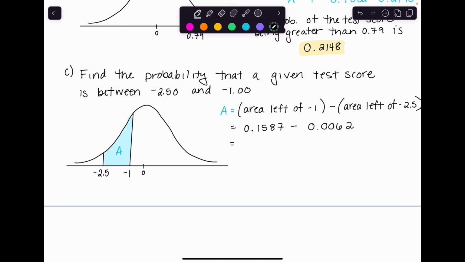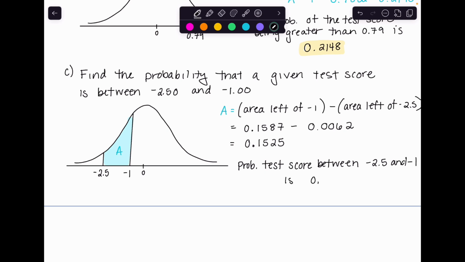So the area in between is going to be 0.1525 when we subtract them. So the probability of having a test score between negative 2.5 and negative 1 is exactly 0.1525.